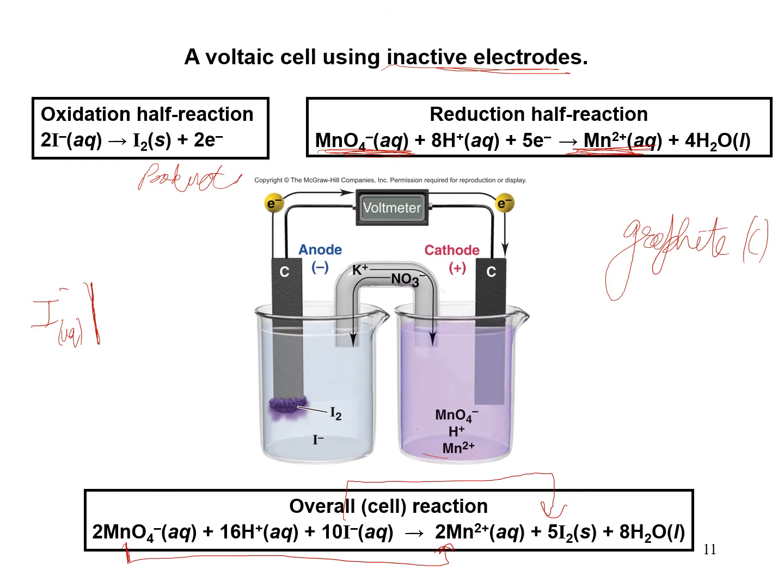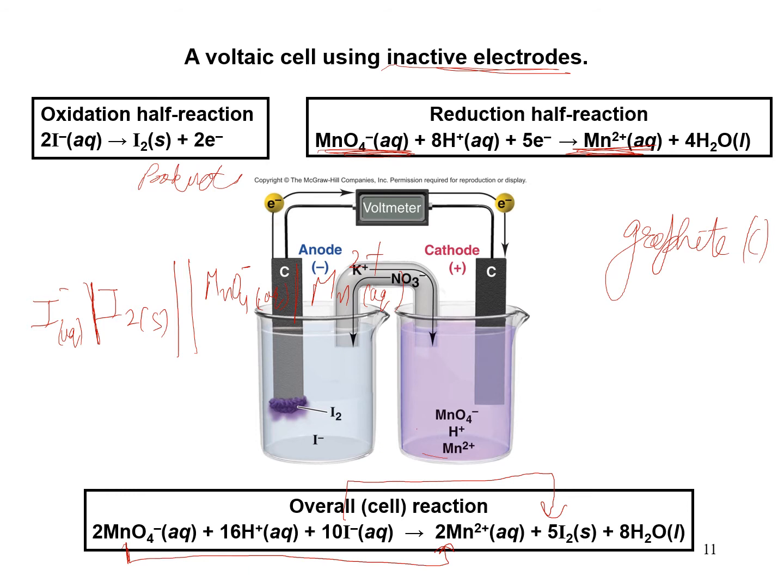This single line in between is getting converted into I2, which is solid, separated by salt bridge. What's happening at the cathode? At the cathode, MnO4 minus, which is also aqueous, separated by a single line, gives me the product Mn2 plus aqueous, right? That explains this is the reaction.